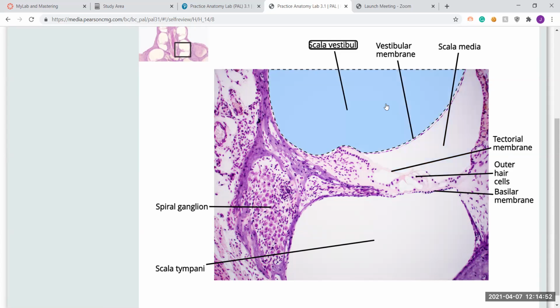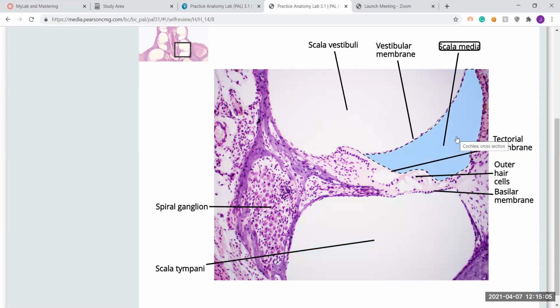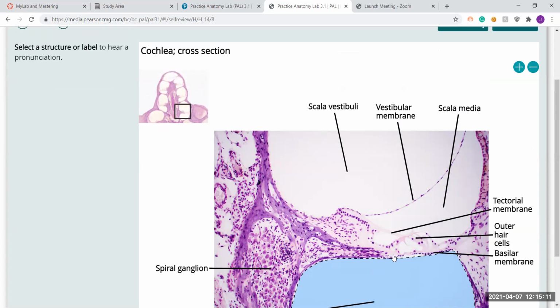This scala vestibuli and scala tympani are both a continuous tube in your cochlea. That's why they both contain a fluid called perilymph, and the scala media is in the middle, inner side, so it contains endolymph.